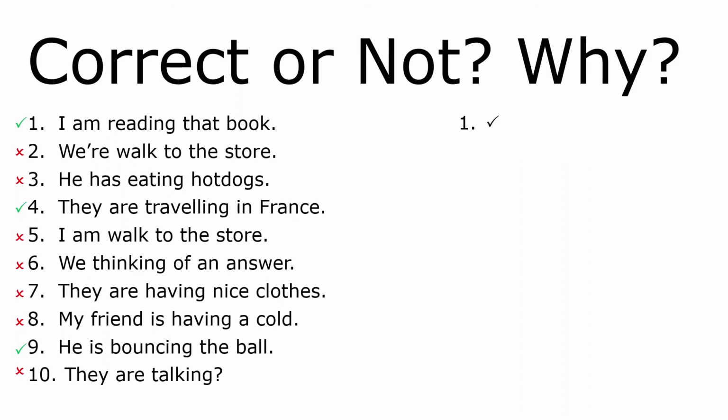I'm reading that book. Obviously, this means over a longer time that includes now. Number 2, we're walk to the store. No, we're walking to the store. Number 3, he has eating hot dogs. Well, we've used the wrong auxiliary verb there. He is eating hot dogs. Number 4 is correct. They're traveling in France. Number 5, I am walk to the store. What have I forgotten? Yeah, I am walking to the store.